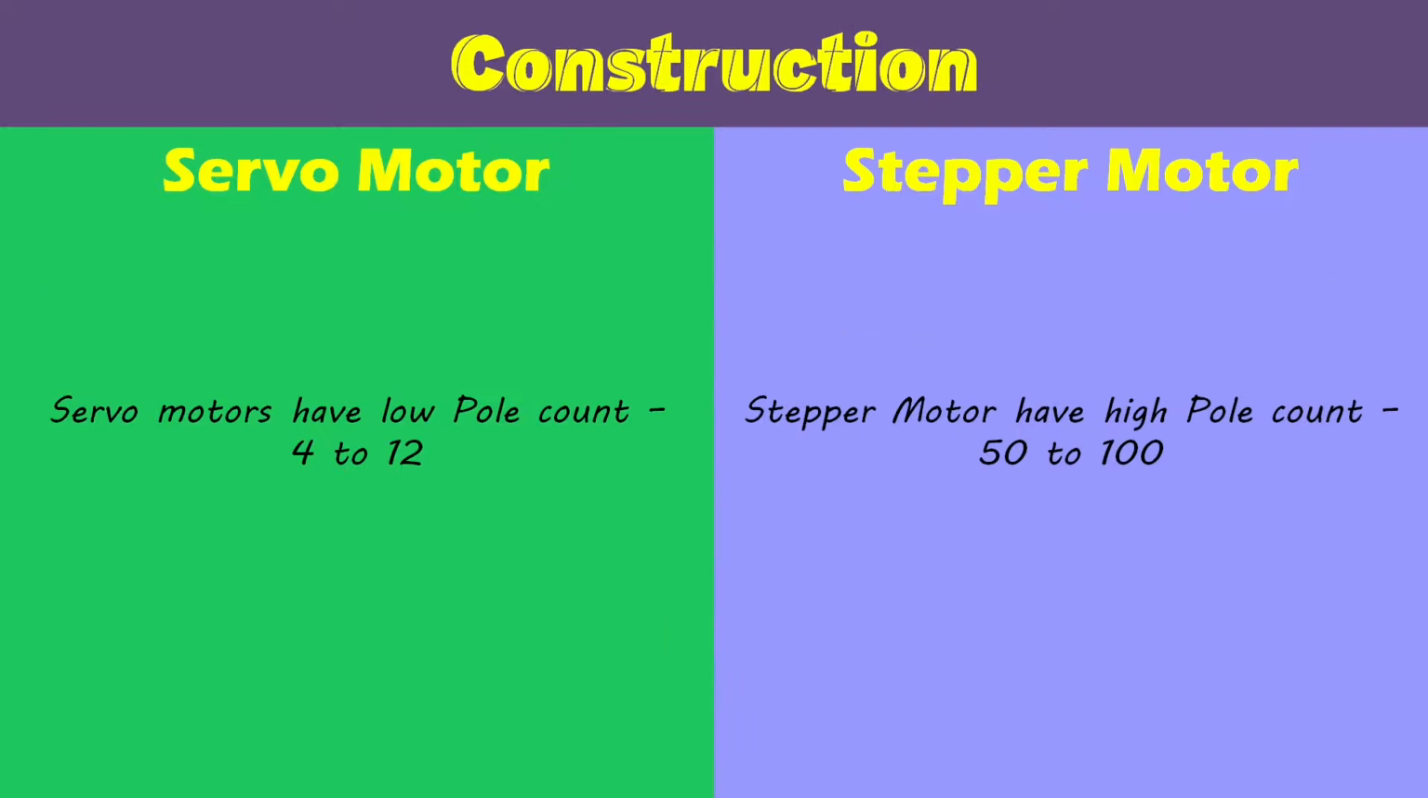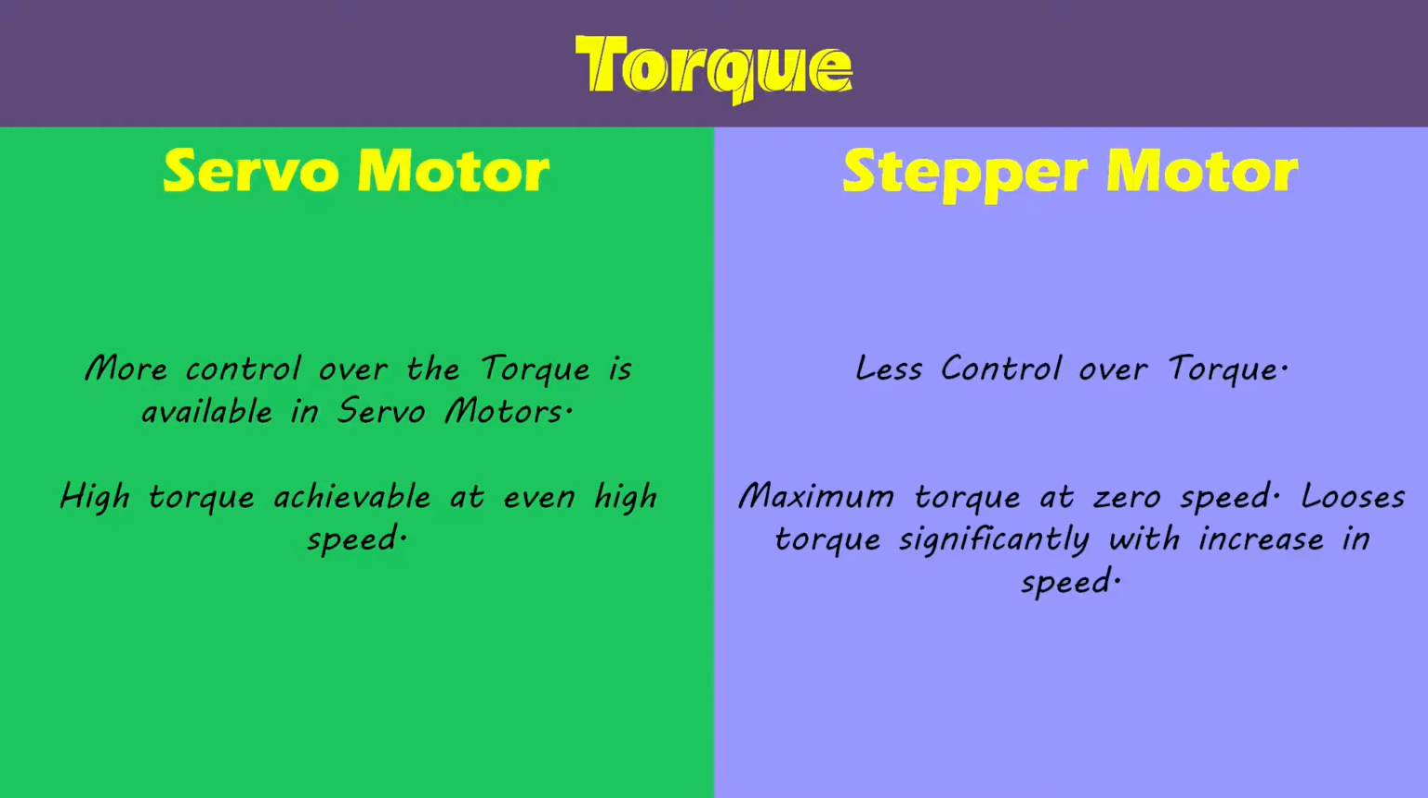Stepper motors have high pole count, usually in the range of 50 to 100, while servo motors have low pole count, that is between 4 and 12. Both the motors provide roughly same torque, but in case of servo motor we have more control over the torque and we can have high level of torque at even high speed. In case of stepper motor we get high and maximum torque at zero speed itself, but with increase in speed it loses its torque significantly, sometimes even up to 80%.